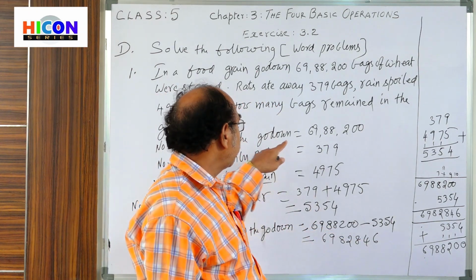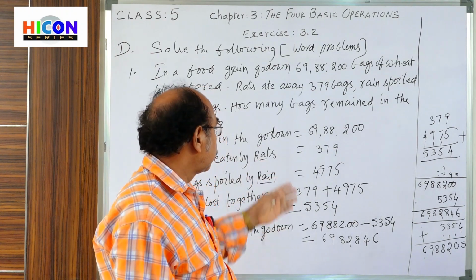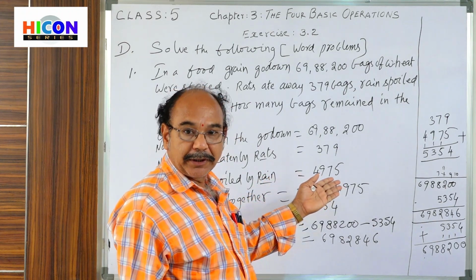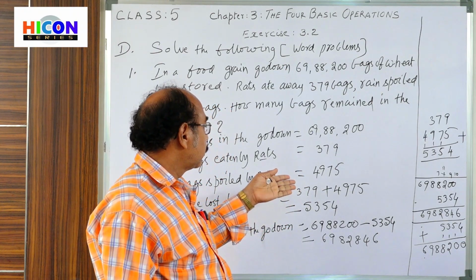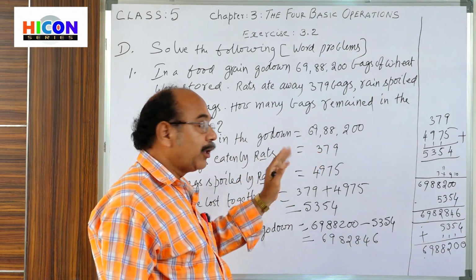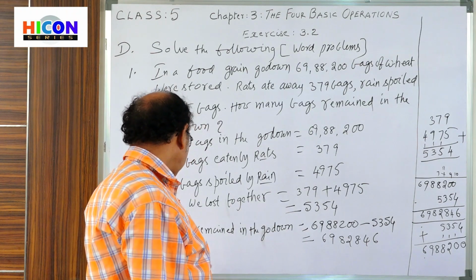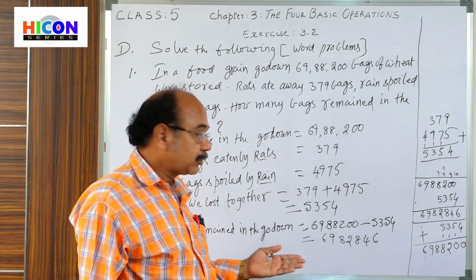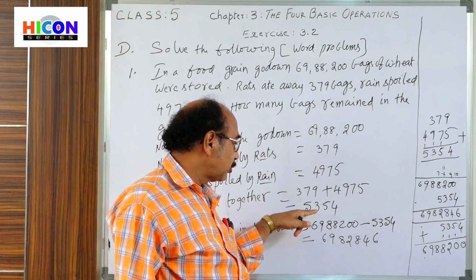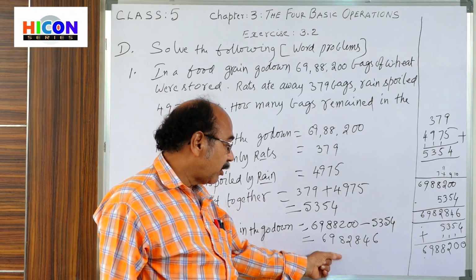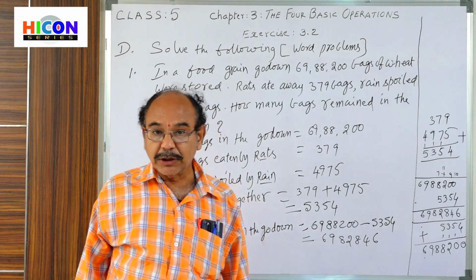Okay children. So in the very beginning this many bags were stored. Now rats ate 379 bags and rain spoiled 4,975 bags. So here we add both, the bags affected by rats and the bags spoiled by rain, and you got 5,354. Now the number of bags remaining in the godown means, from the beginning stock, we subtract the bags lost, 5,354. Then we got this. This is the number of bags remained in the godown. This is the procedure. Okay, students. Right.